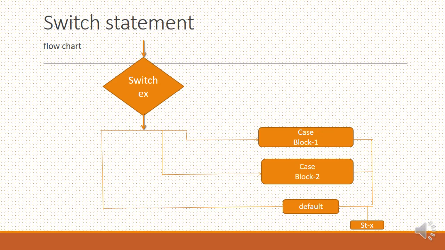That is why we usually write the default statement at the end. If all the cases are false, then it is going to execute the default statement. And once again, after executing the default statement, statement X is going to execute. The control goes to statement X.